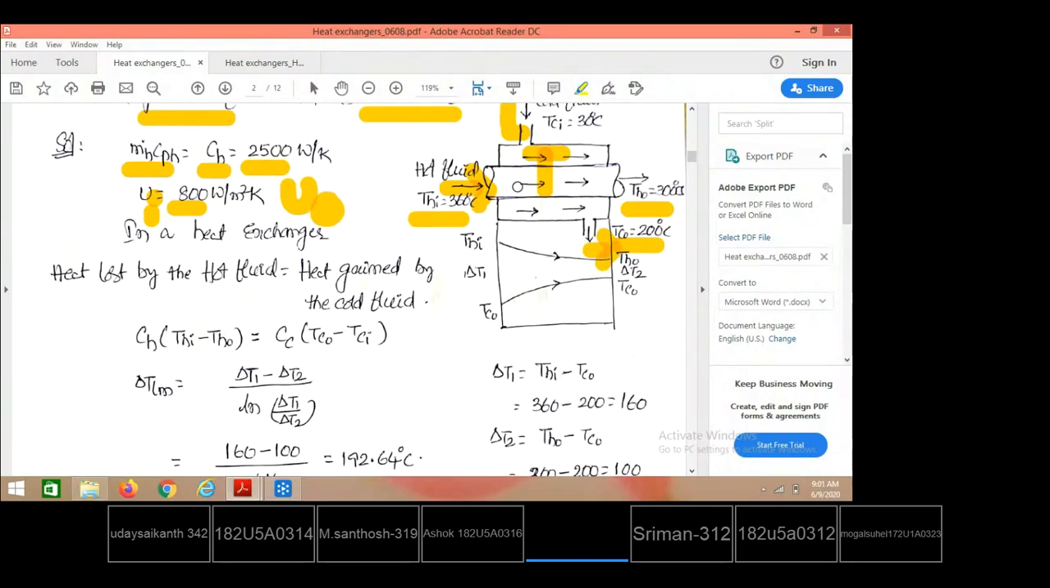The direction of hot and cold fluids are in the same direction in the heat exchanger. If you see the temperature profiles, this is a parallel flow heat exchanger. Hot fluid is entering with THI. After dropping the heat, the temperature comes down to TH naught. Cold fluid is entering with low temperature, flowing in the same direction as the hot fluid. After receiving the heat, the cold fluid temperature increases and goes out.